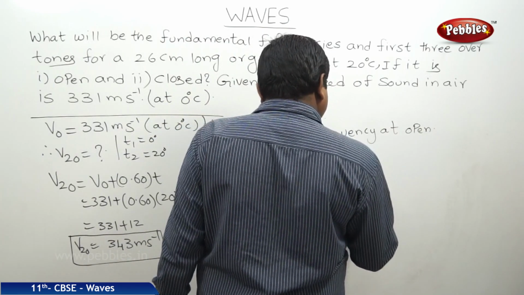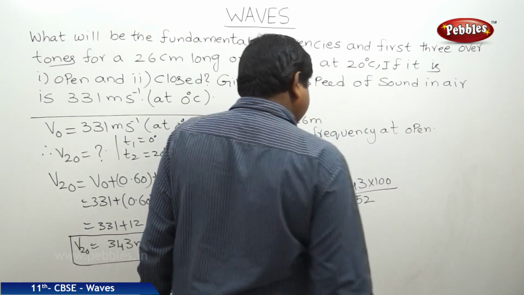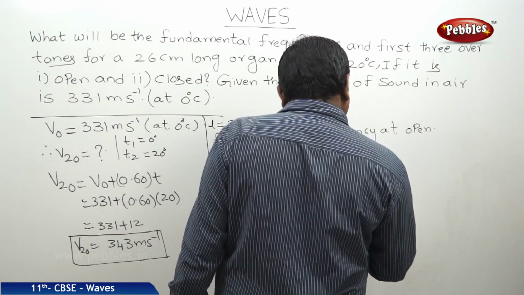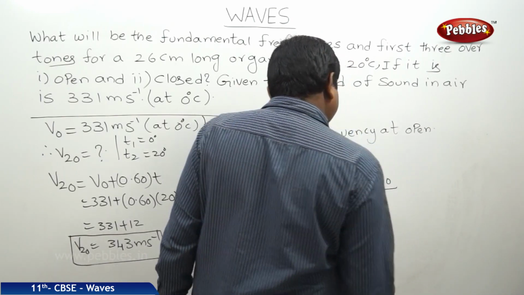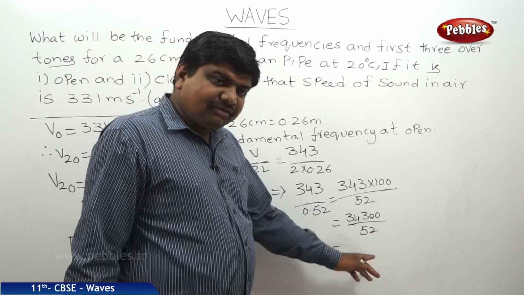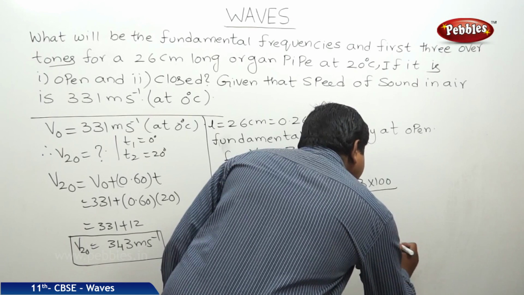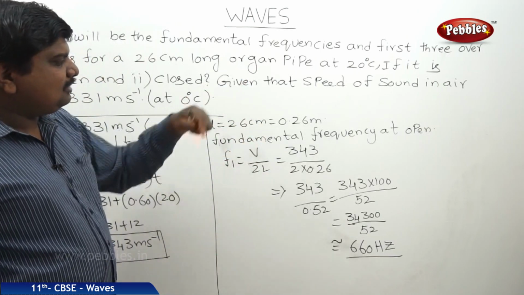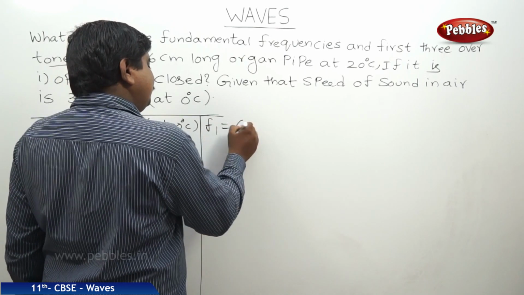So, it is approximately 343 into 100 by 52. So, approximately we will get 34,300 by 52. We will get approximately 660 Hertz. This is the fundamental frequency at open end. So, what about the first three overtones? So, fundamental frequency at open end we got 660 Hz.